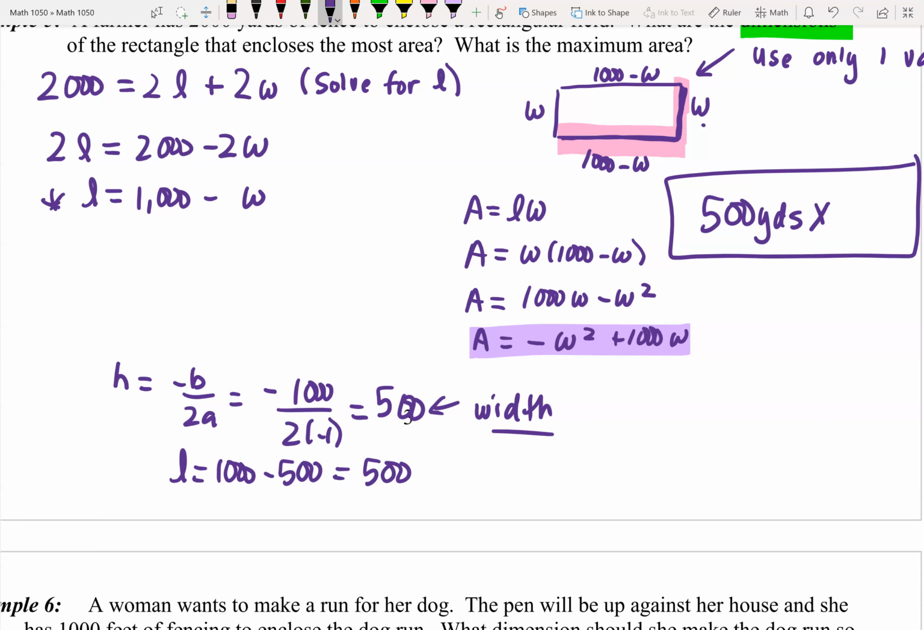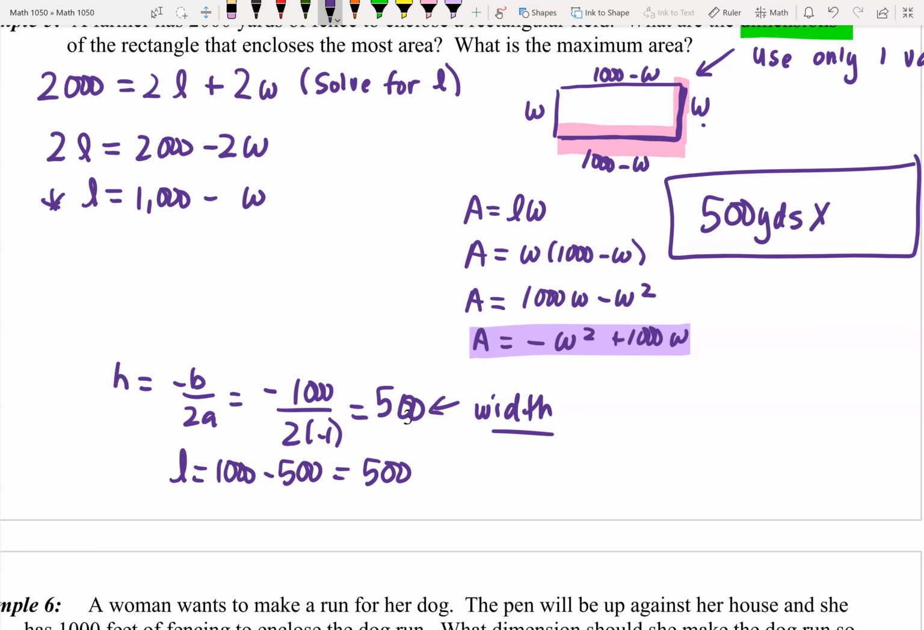If you don't show me how you got it and you just do it in your head, I'm going to take off a point right there. So you've got to talk to me. You've got to talk to the reader, okay? So it's 500 yards by 500 yards. Those are the dimensions. That's what they asked for.